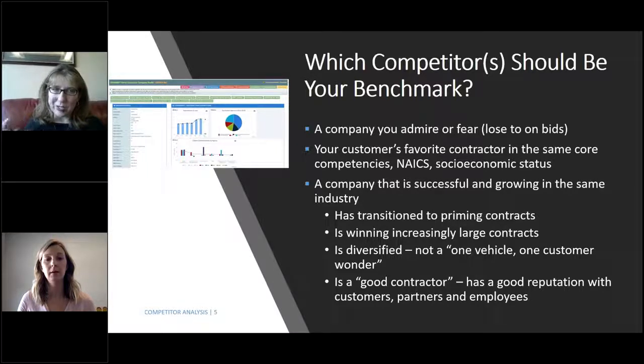You want to make sure that you're looking at good companies, and companies that are good contractors. They have a good reputation with the customers. They have good reputations with partners and employees. Again, you want to emulate success.